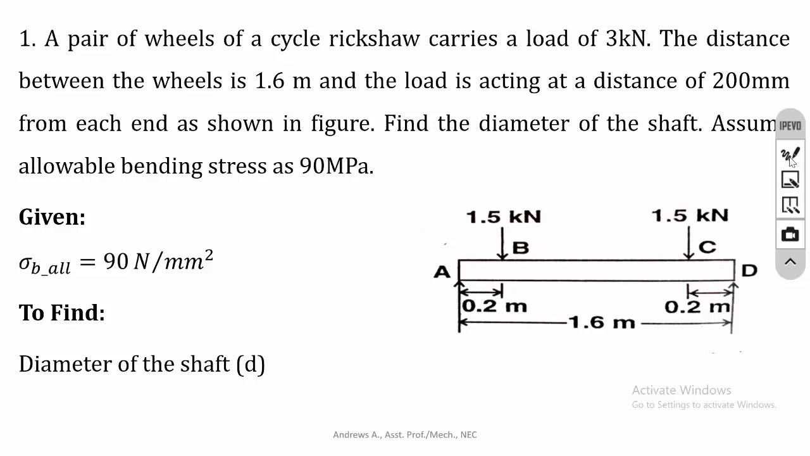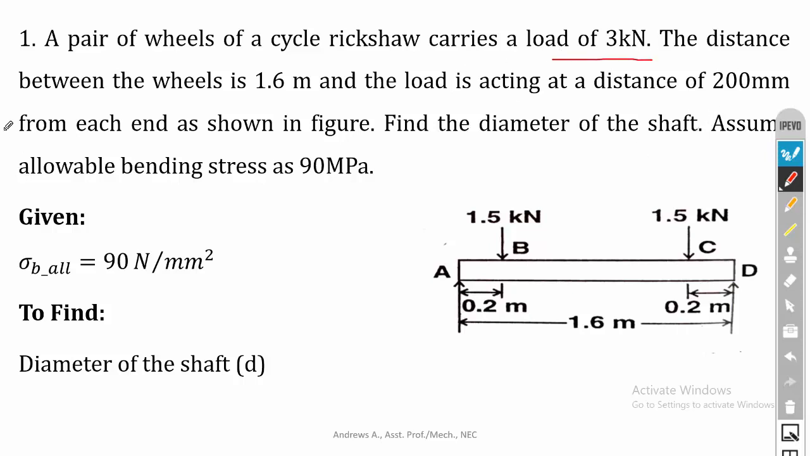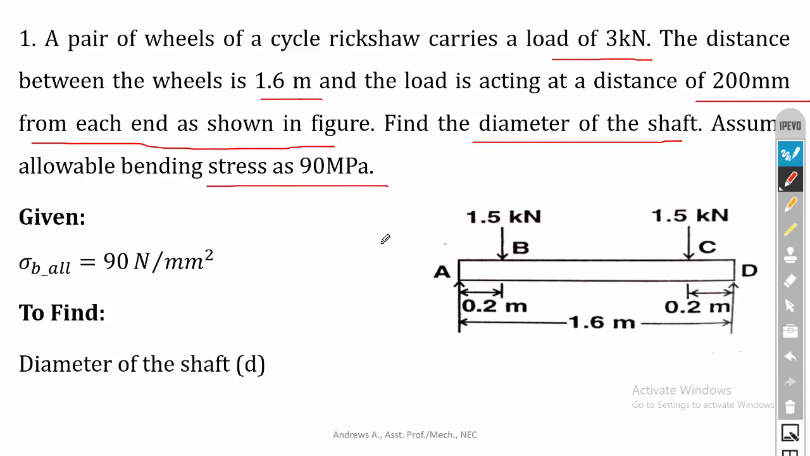A pair of wheels of a cycle rickshaw carries a load of 3 kilonewton. The distance between the wheels is 1.6 meter and the load is acting at a distance of 200 mm from each end as shown in figure. Find the diameter of the shaft. Assume allowable bending stress as 90 megapascal.